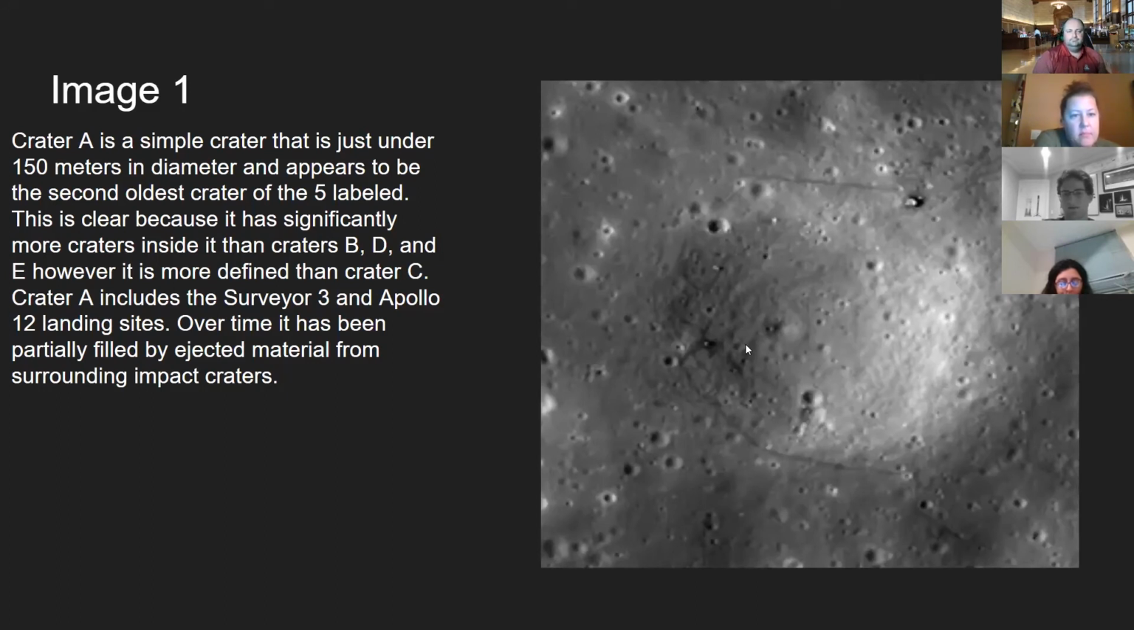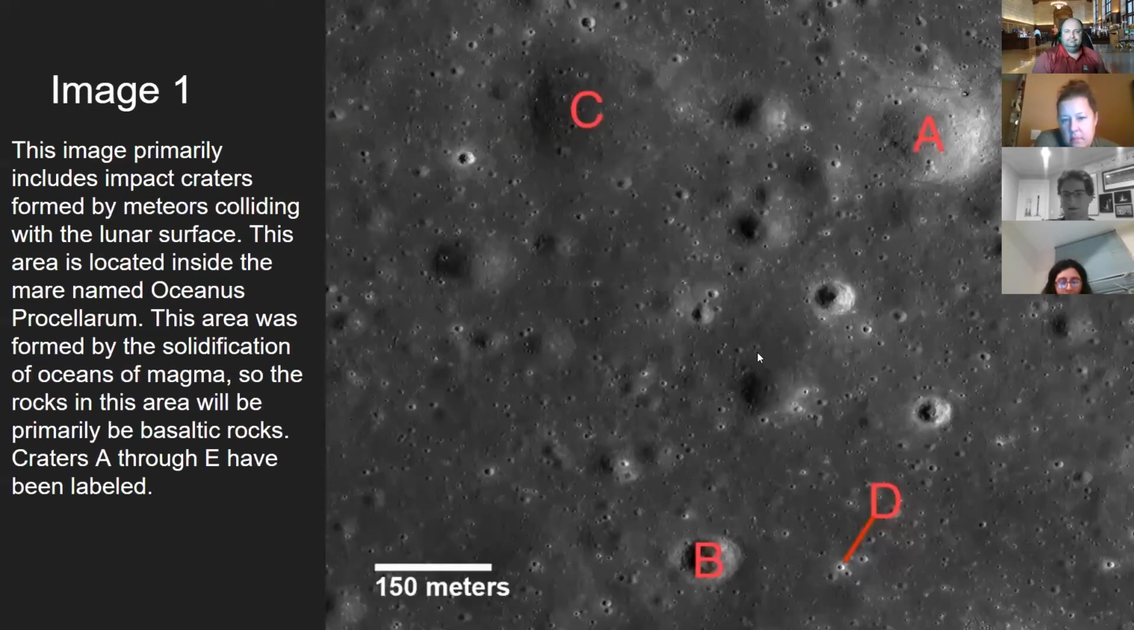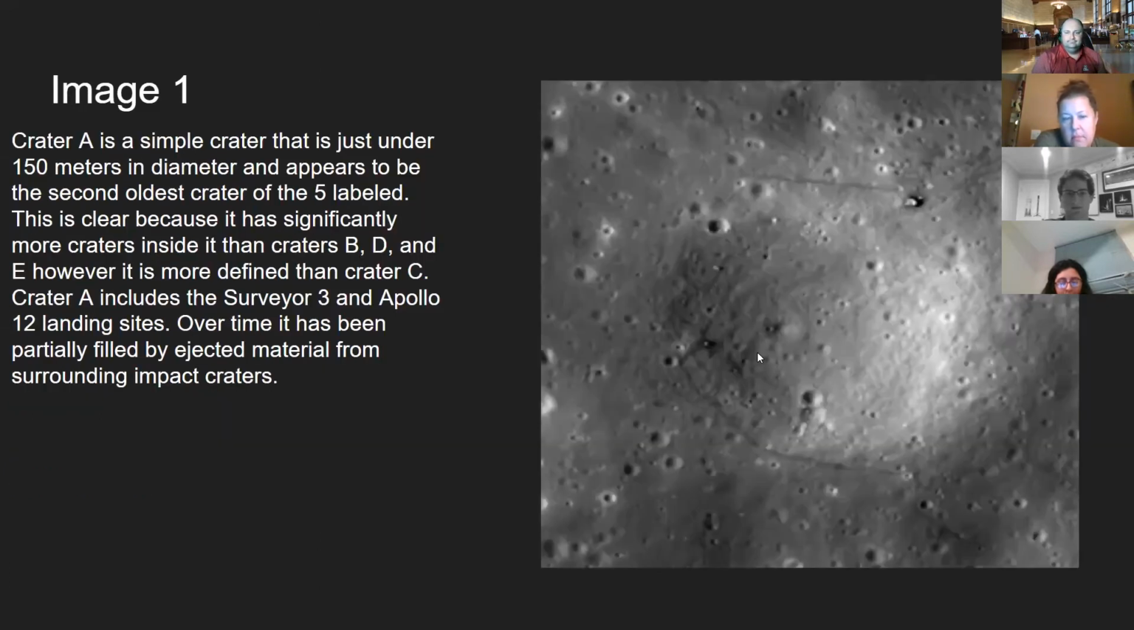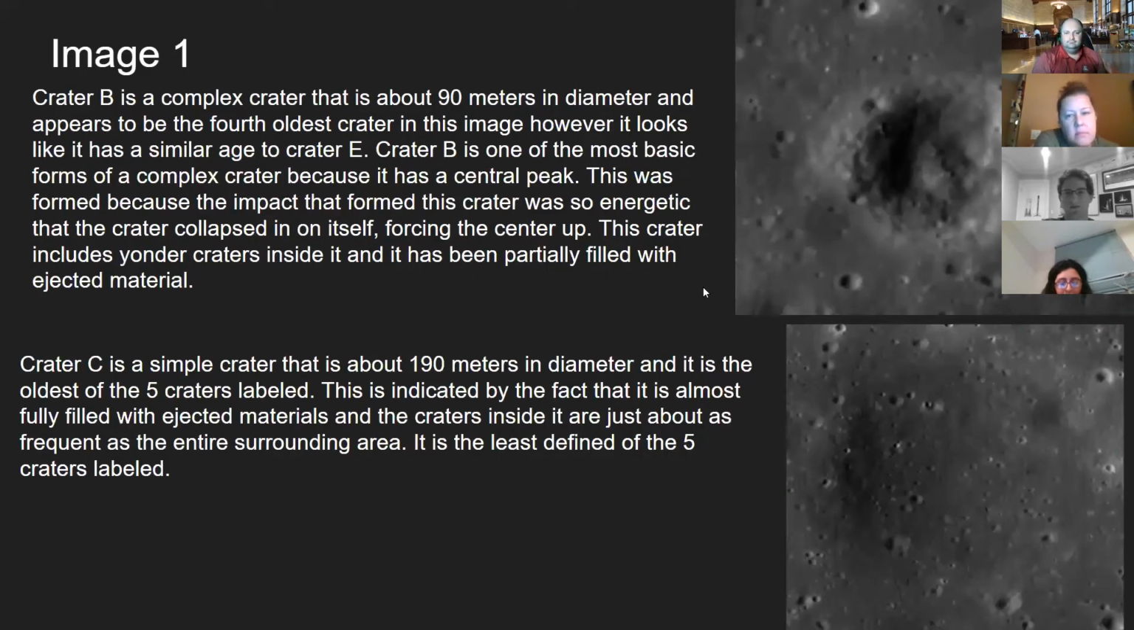It has ejected material inside it and has had a lot of other impact craters inside it, which led me to believe that it was a lot older than a bunch of the others. So crater B, I found to be about 90 meters in diameter, and it was the 4th oldest in this image. And it looks like it has a similar age to crater E, but I wasn't really sure if it was older or not as old as crater E. I just said that they were similar age.